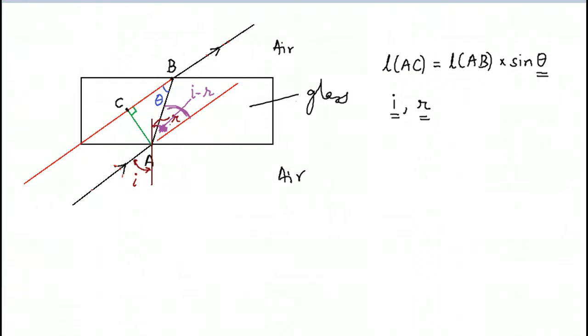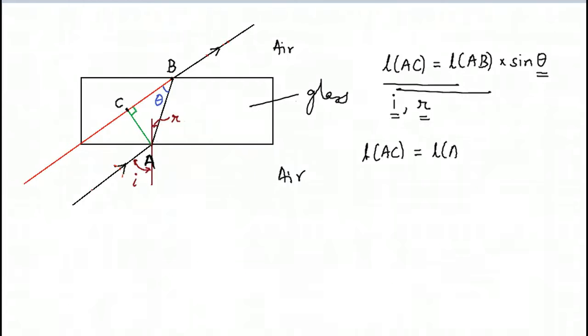And if you look at it closely, you see that theta is related with I minus R. In fact, it is equal to I minus R, because theta and I minus R form two alternate angles between these two parallel lines, this line and this line. So I'll rewrite this equation as follows. Length AC, which we want to find, is given by length AB times sine of I minus R.